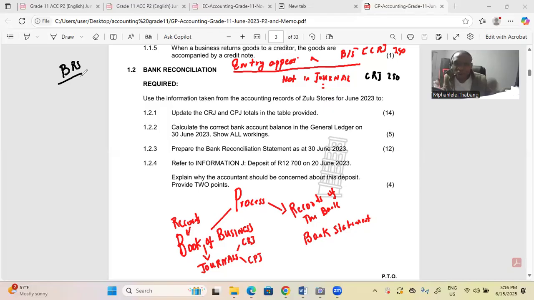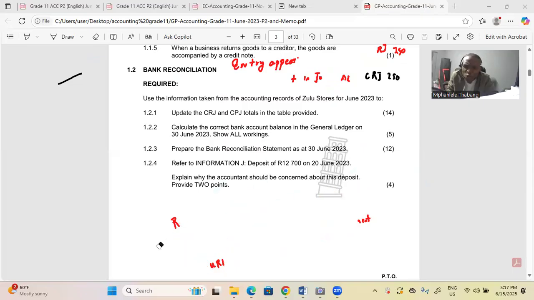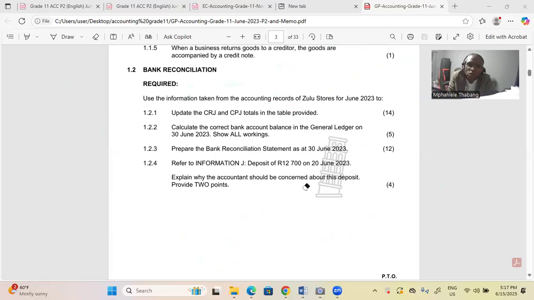Okay, now let me go to the process which we normally follow when we prepare the bank reconciliation statement. Let me say bank reconciliation process. For sure, by now, you have an idea of what this bank reconciliation is: a comparison of the bank statement with the journals. And we know that they actually have to agree. If they don't agree, something is wrong. So let us look at the bank reconciliation process.